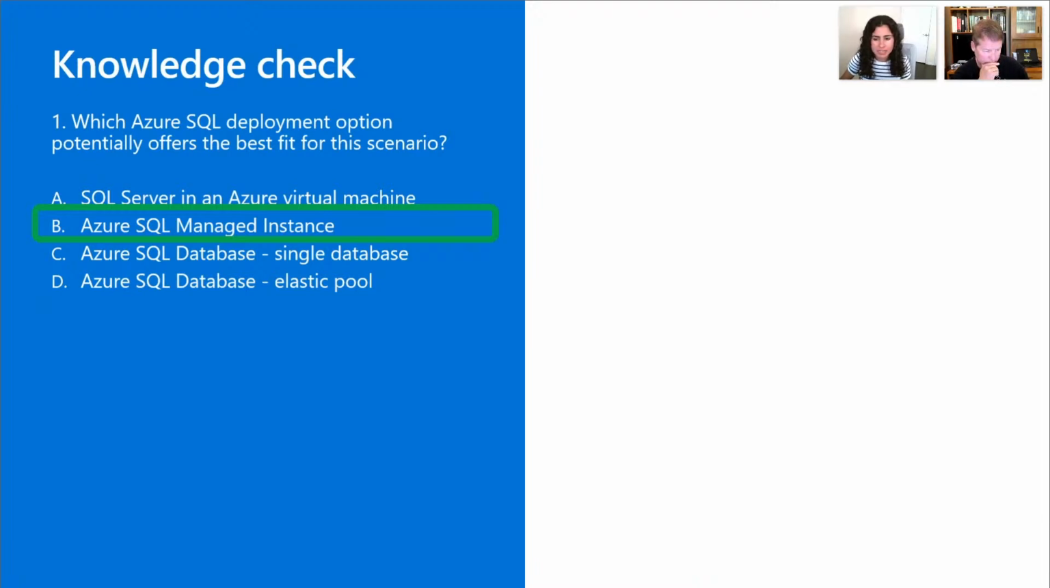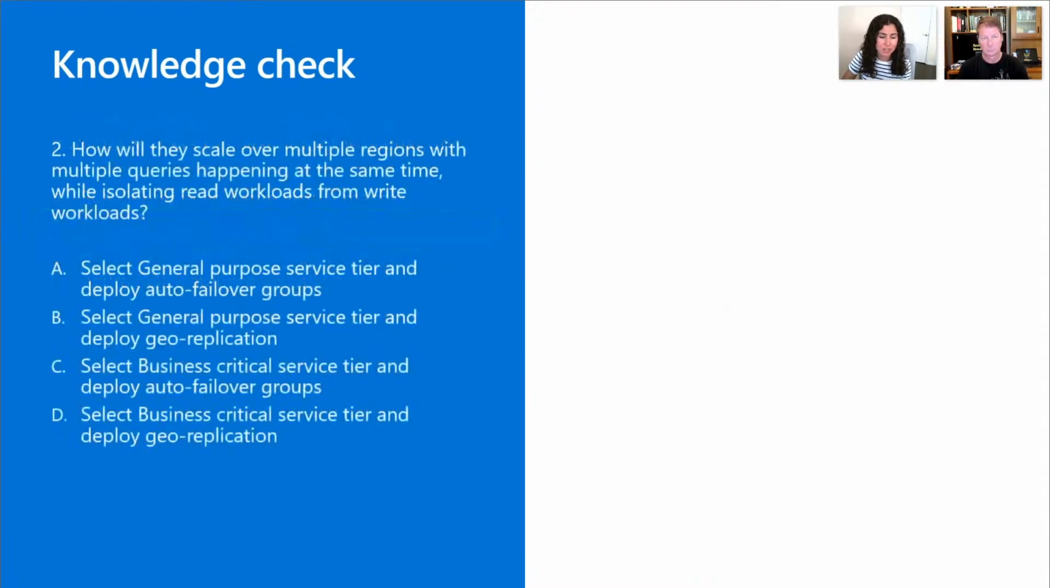And then, deciding between VM and MI, both are going to work. But when we talk about best fit, I think moving towards more of a platform as a service is going to be much handier, especially when we get into the next question, when we talk about scaling over multiple regions. So this next question we're going to answer.